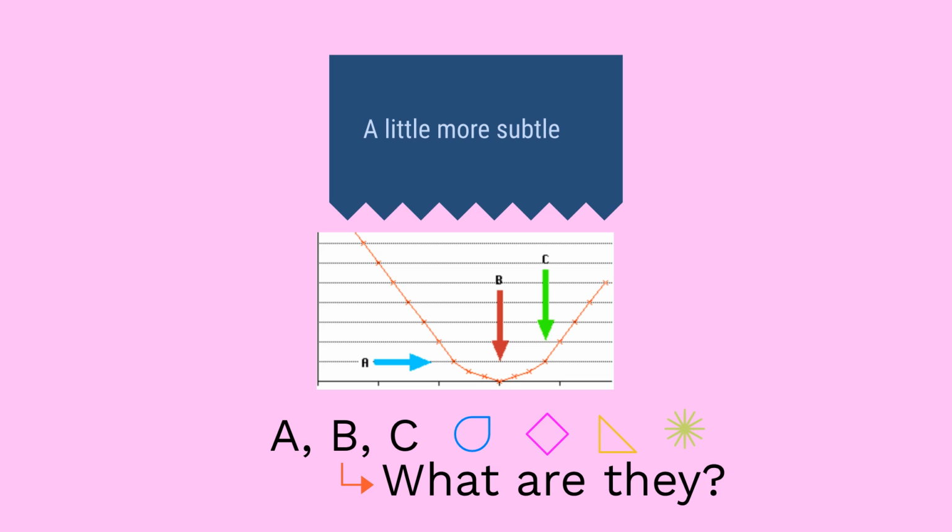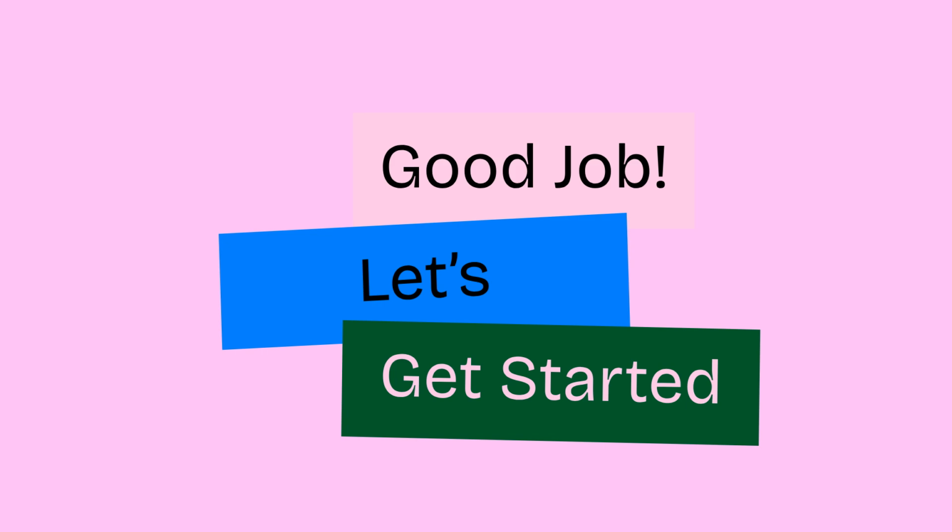Now, try one that's a little more subtle. What do you see at A, B, and C? Did you say that the decline decelerates at A, a turnaround occurs at B, the rise accelerates at C? You're ready. Let's get started.